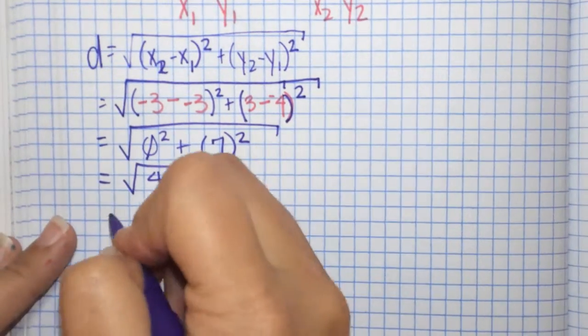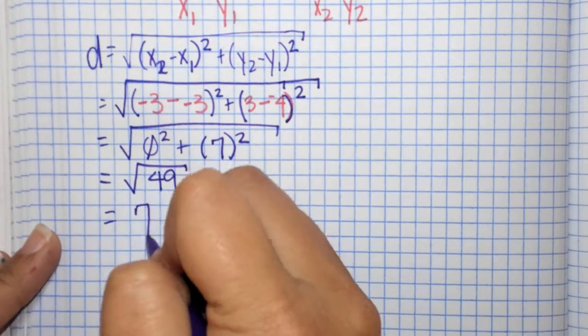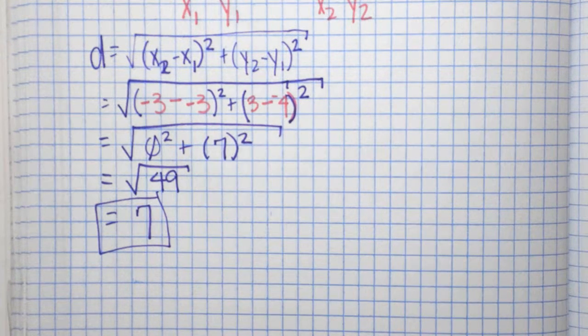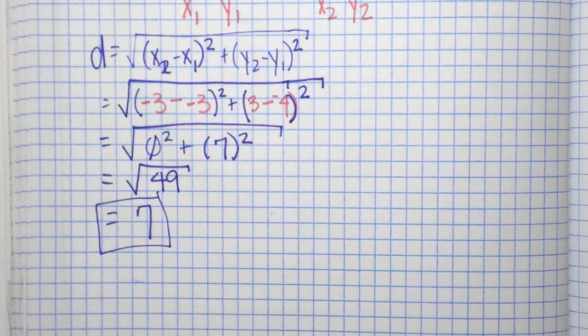Alright, what is the square root of 49? So what's our answer? Dun da da dun. Whoa! That's it. That's great. That's all you have to do.